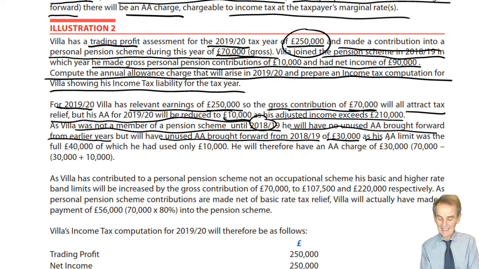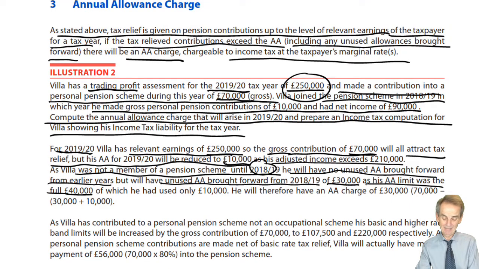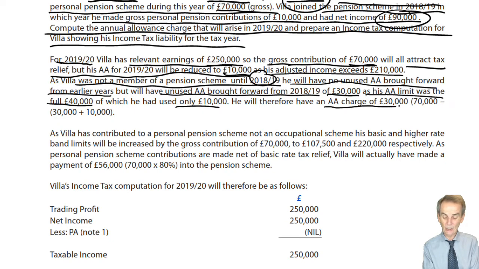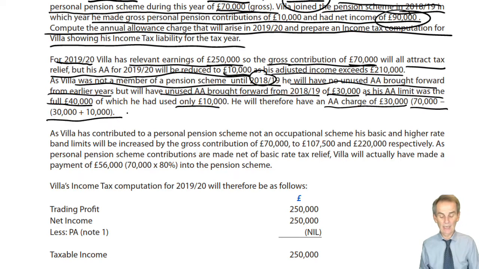Why? His AA limit was the full 40,000. What was his figure there for the year? We had net income of £90,000 back in 1819. So no problem in terms of getting the full £40,000 AA. AA limit was the full 40,000, of which he's used only £10,000. It will therefore have an AA charge of 30,000, being 70 minus 30 plus 10.